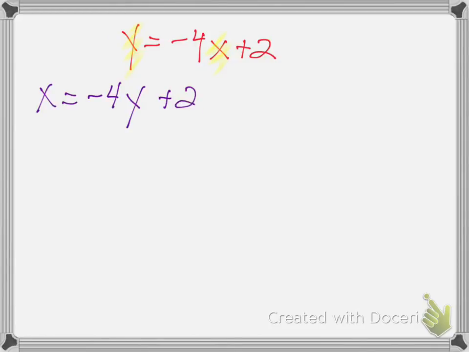Okay, the next example is y equals negative 4x plus 2. So first step is I'm going to switch my x and y and rewrite it. So when I switch my x and y, it becomes x equals negative 4y plus 2. This is a y. Then I want to solve for y.